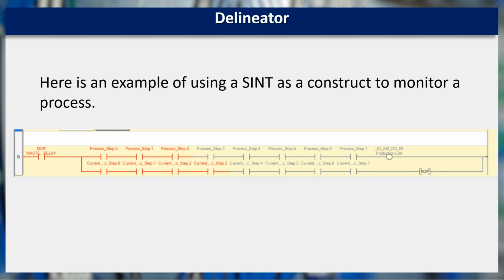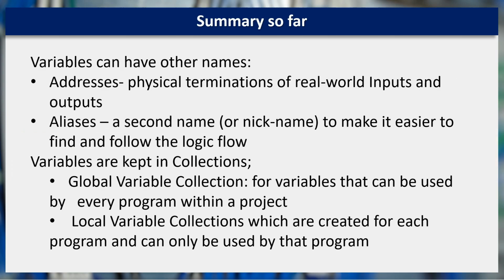So let's do a quick summary of what we've learned so far. Variables can have other names. They can be addresses, which are physical terminations of real-world inputs and outputs. They can have an alias, which is a second name or a nickname, to make it easier to find and follow the logic flow. Variables are kept in collections. You have the global variable collection for variables that can be used by every program within a project, and local variable collections, which are created for each program and can only be used by that program.